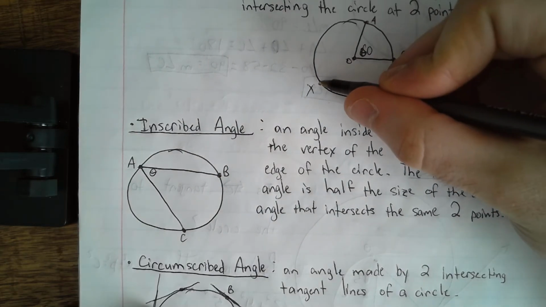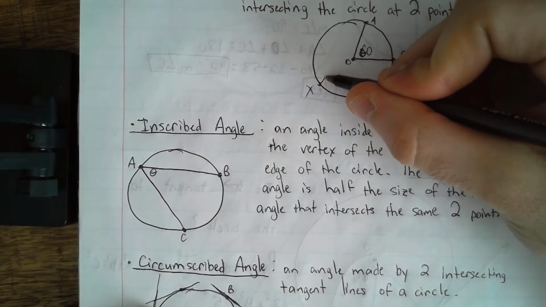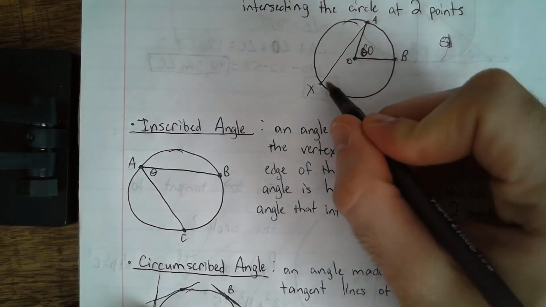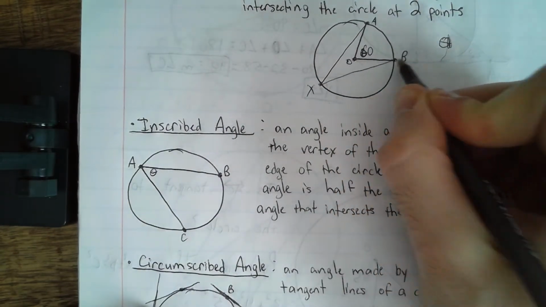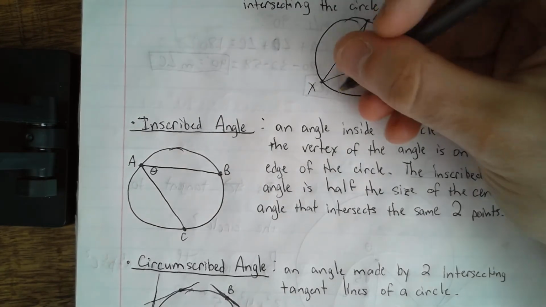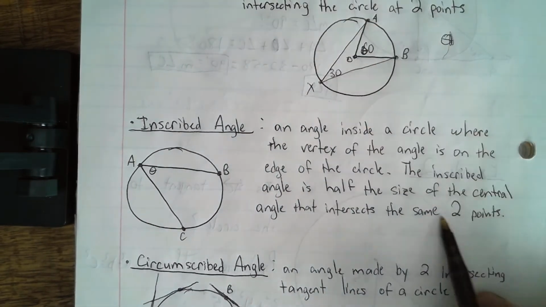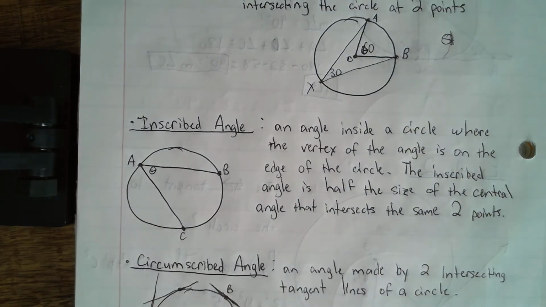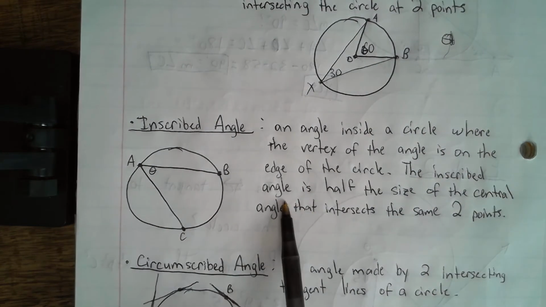An inscribed angle, meaning it's on the edge of the circle, intersecting the same two points A and B. If this is 60, the inscribed angle is going to be 30. It's going to be half of the central angle. So just a quick review on central and inscribed angles.